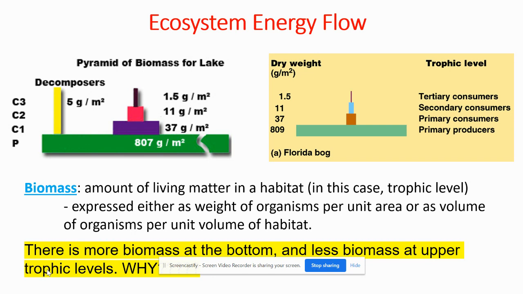Okay, ecosystem energy flow. Here's that biomass definition I promised you. Biomass is the amount of living matter in a habitat, or in this case, we talk about it in trophic levels. So that bottom trophic level, look at this left-hand side graph or model. There's a ton of biomass at the bottom of the pyramid. And if you think about it, if 10% is all that gets passed to the next level, it's really important to have a big base here, right?